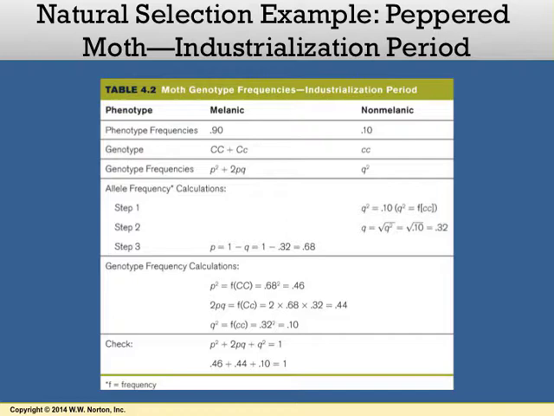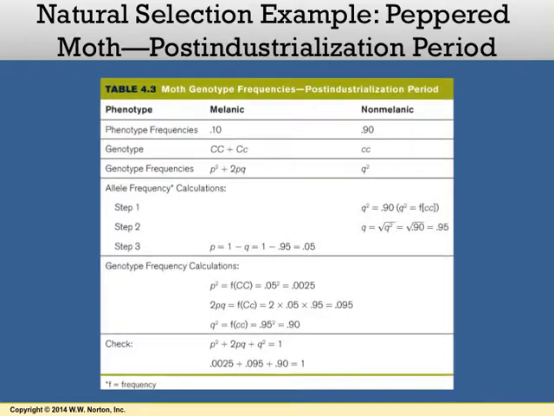But things have changed. Beginning in the 1960s, Great Britain enacted anti-pollution laws, and the trees are no longer covered in soot. No longer is it advantageous to be melanic, and as one might predict, the peppered variety is increasing in frequency. These are the most recent data on the topic. Instead of 90% of the moths being melanic, 90% are non-melanic.